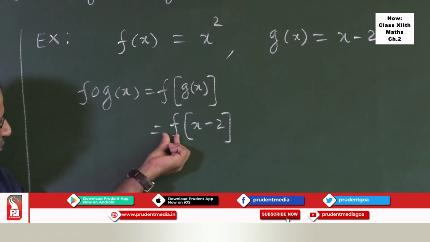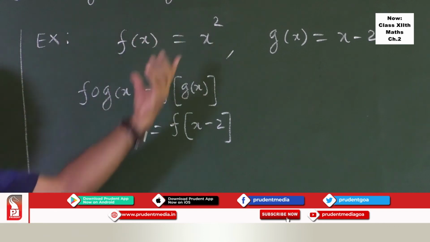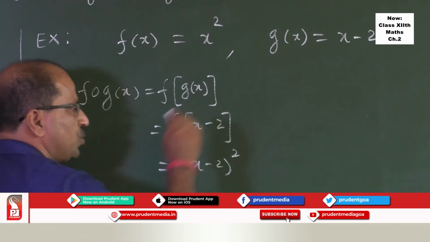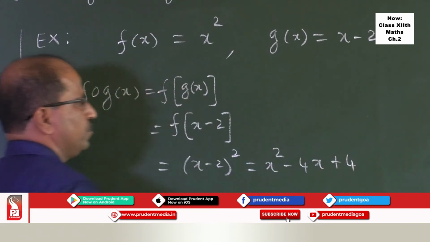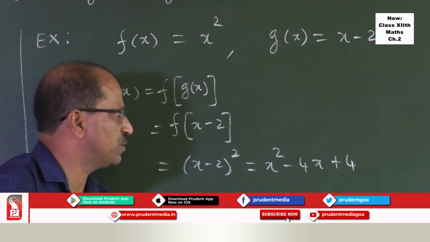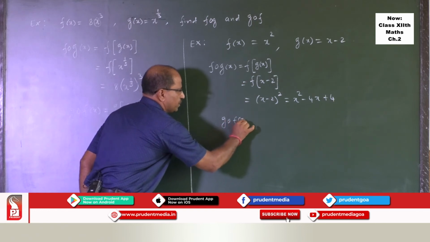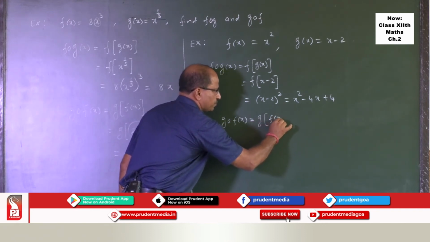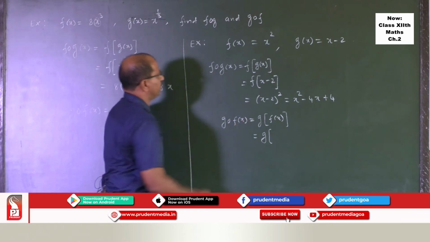Now we have to find the f image of x minus 2. What is f of x? f of x is x squared, the square of whatever pre-image you have, and therefore this will be x minus 2 the whole squared. If you expand this, it will be x squared minus 4x plus 4. So f of g of x is either x minus 2 the whole squared, or in expanded form x squared minus 4x plus 4. Now, g composite f of x is equal to g of f of x, and what is f of x? x squared.